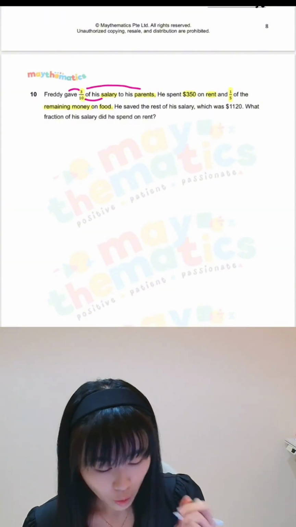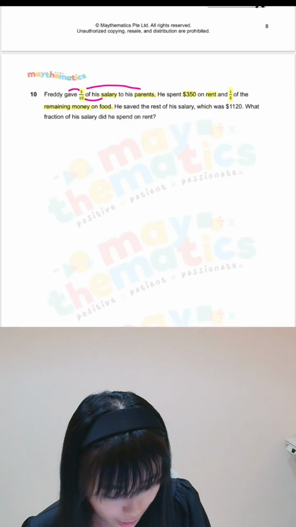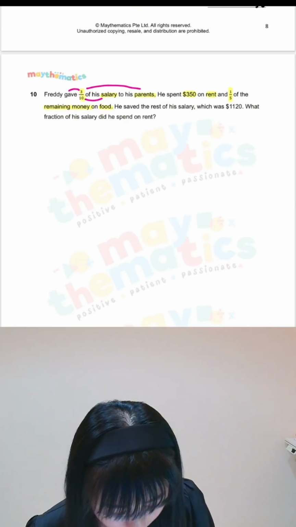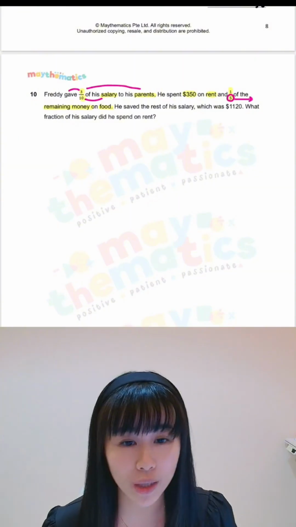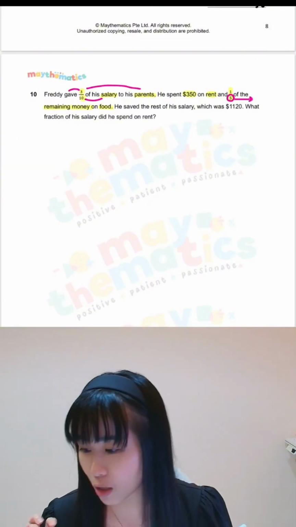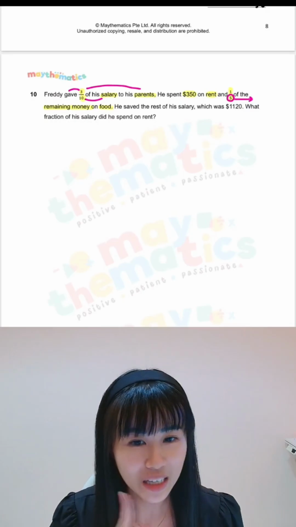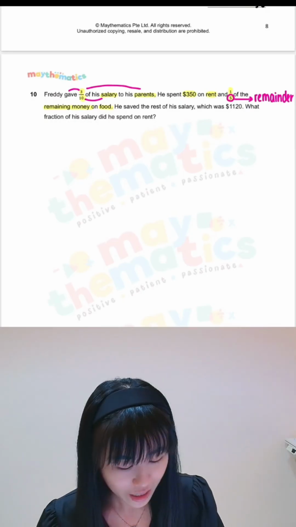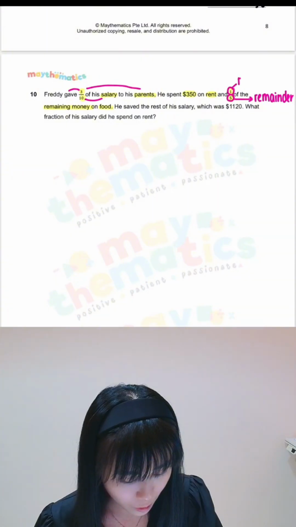So what y'all will realize from this fraction is the 5 unit. Now, what does it represent? Can I get a sense of what you understand by the 5 unit? When they say 1/5 of the remaining money on food, what does the 5 unit here represent? Yes, the remainder. It's not the salary, but the 5 unit is the remainder. So out of 5 units of remainder, 1 unit is spent on food.